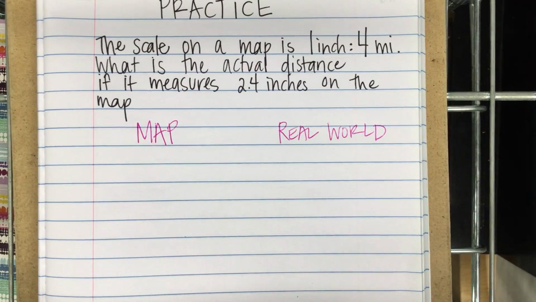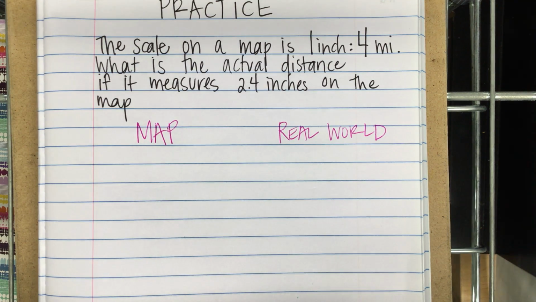I've got my map, and I want to know actual real world distances. Those are my two things that are being compared to each other. I'm using a ratio of inches to miles, right? I guess it would be a rate because they're different labels, a rate of inches to miles, but I'm comparing the map to the actual real world.